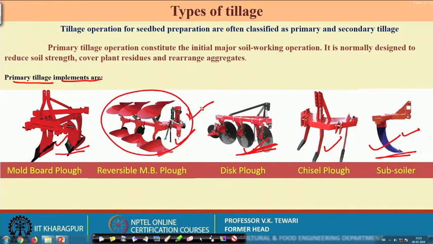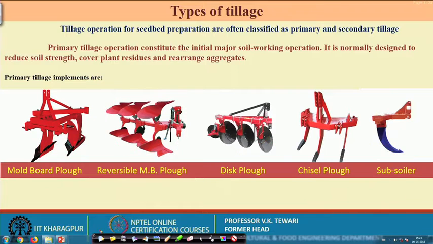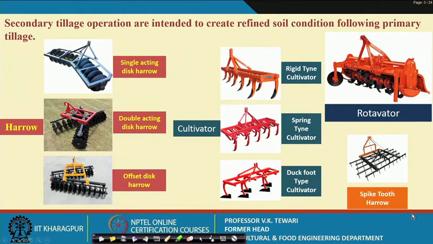These are normally designed to reduce soil strength, cover plant residue and rearrange aggregates. Now, we go to the next set of machines, which are known as secondary tillage operations. Secondary tillage means that after primary tillage, when we have just opened the soil, we will have bigger clods, as I said earlier.